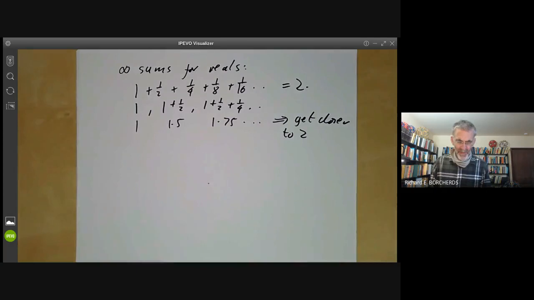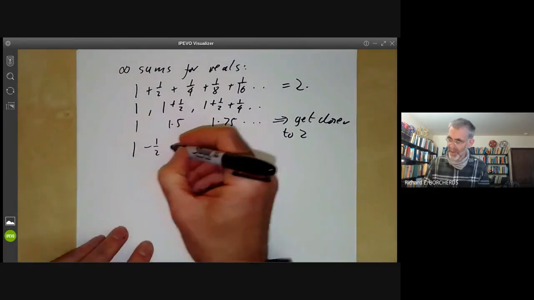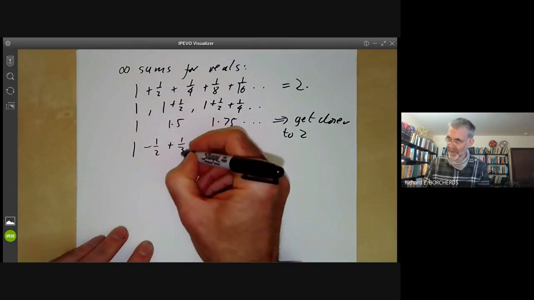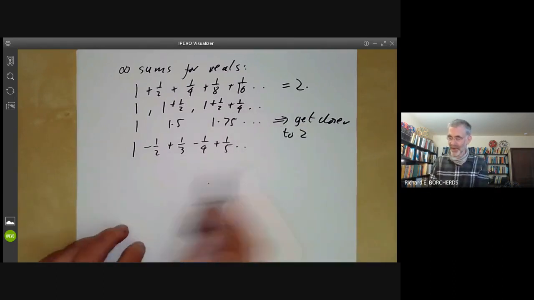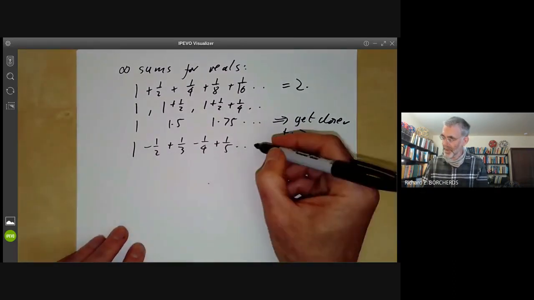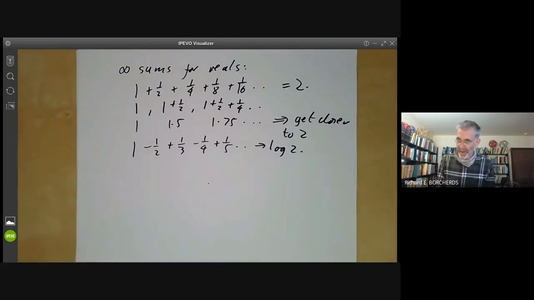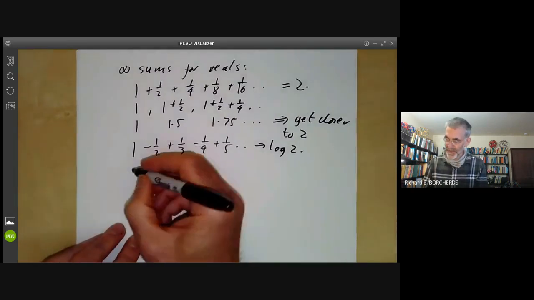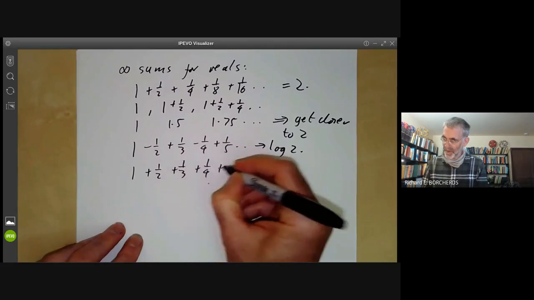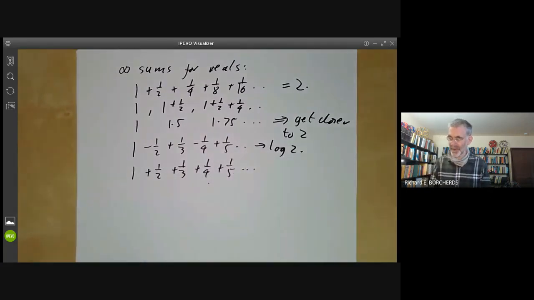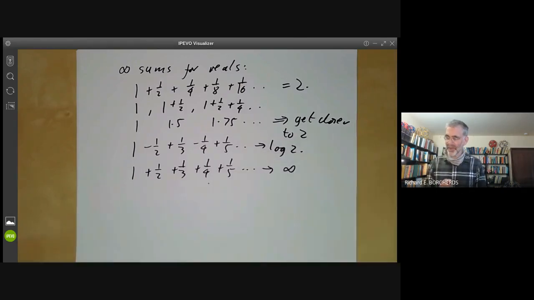Now, the sum of real numbers is a bit tricky because let's look at the following sum of real numbers: 1 minus a half plus a third minus a quarter plus a fifth, and so on. And if you've been to a calculus course, you know this actually converges. In fact, it converges to the number log of 2. However, if I change the signs of it a bit, 1 plus a half plus a third plus a quarter plus a fifth, what does this converge to? Well, it doesn't have a sum. This just gets bigger and bigger and becomes infinite.